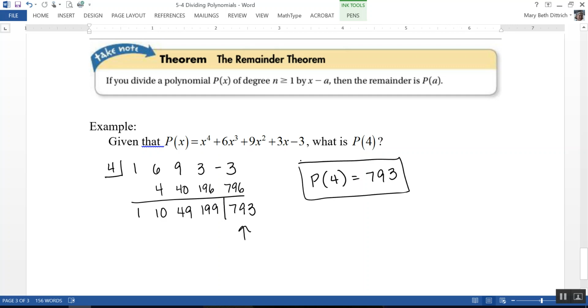So in this section, we took a look at polynomial division using long division and synthetic division to both divide polynomials, but also to find the value of a function at a particular point.